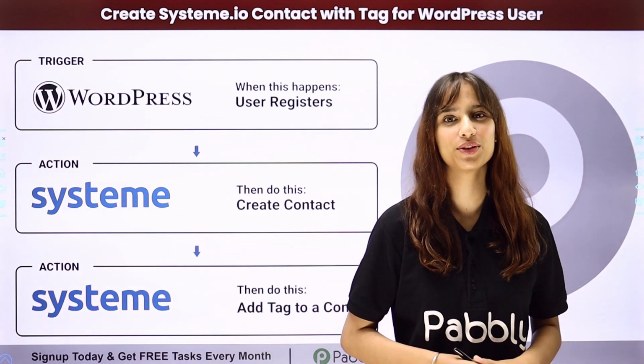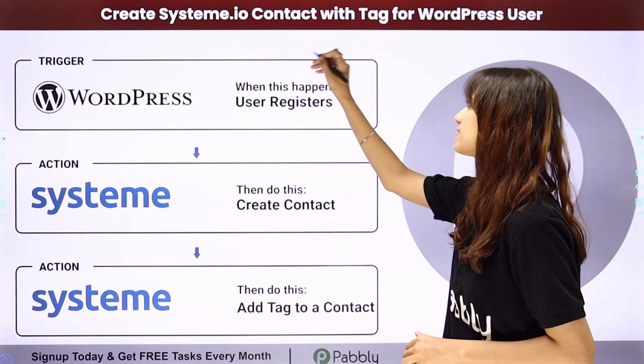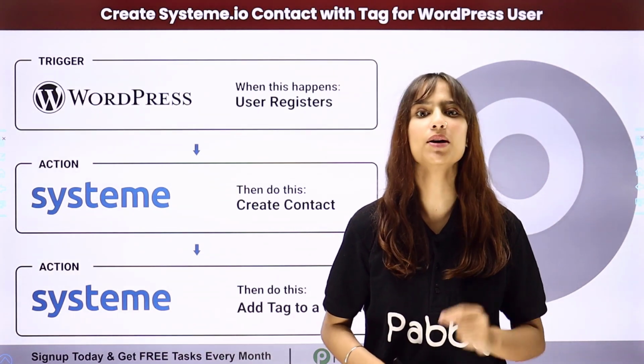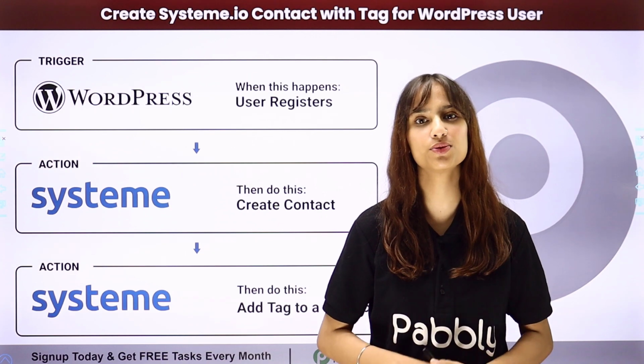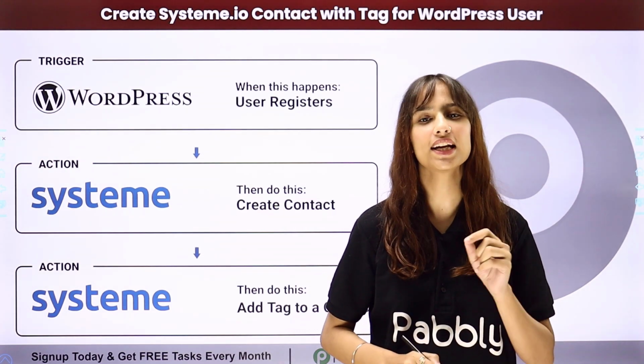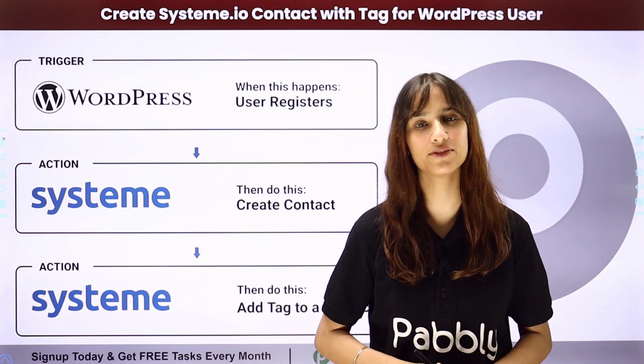So in today's video, we are going to understand how to create system.io contact with tag for WordPress user. So here my objective is that whenever a user is going to register for my WordPress website, then I want to create a system.io contact with a tag.